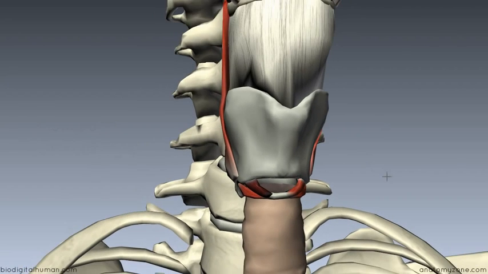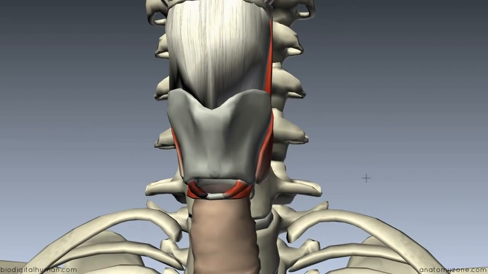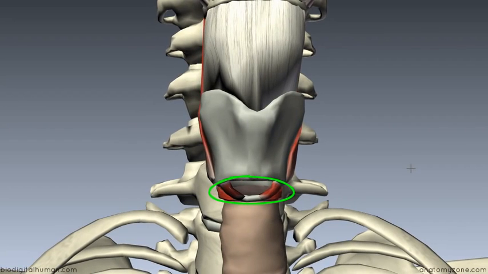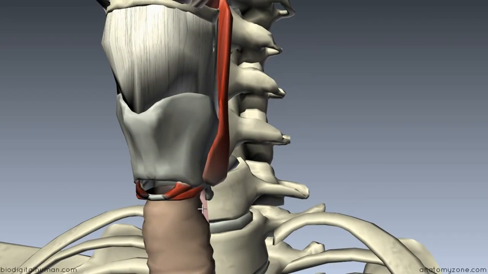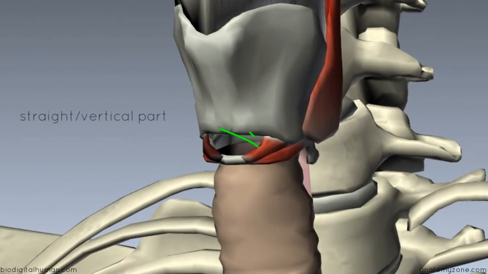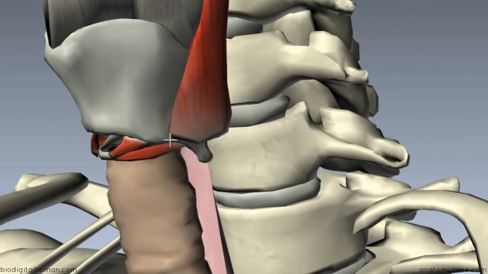So we're looking anteriorly at the larynx, and you can see these muscles attaching to the anterior narrow arch of the cricoid cartilage. So you can see that this muscle has two distinct parts. You've got a straight part and an oblique part. So the straight part, or vertical part, is attached to the inferior margin of the thyroid cartilage, and the oblique part is attached, you can see here, to the inferior horn of the thyroid cartilage.